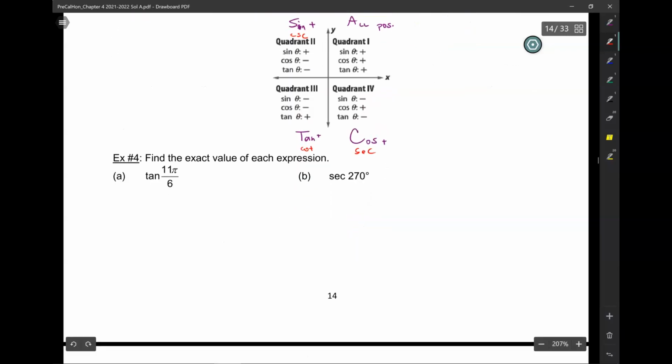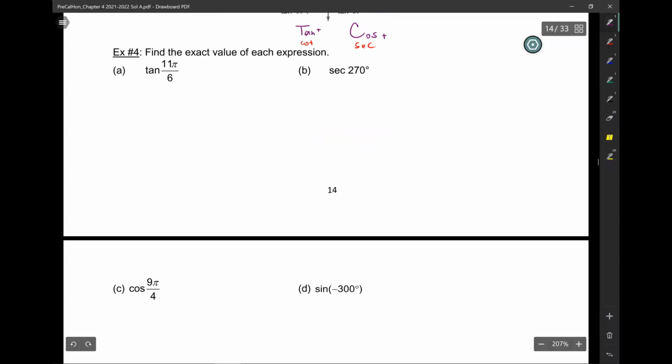All right, let's do it. Without further ado, we want tangent of 11 pi over 6. First, let's just figure out where 11 pi over 6 is. This is 11/6 of a pi. How much is 11 over 6 in decimals? 1 and 5 over 6 pi, right? This is the only time I use mixed numbers.